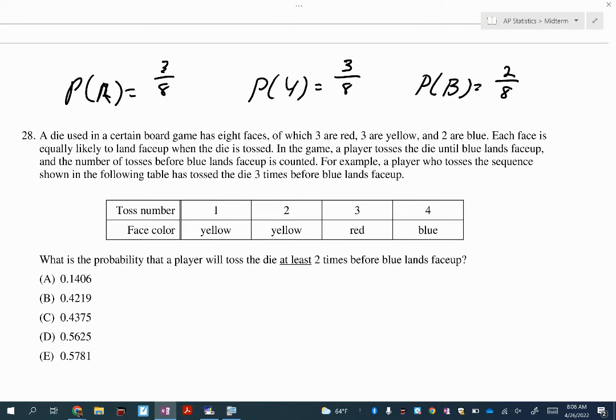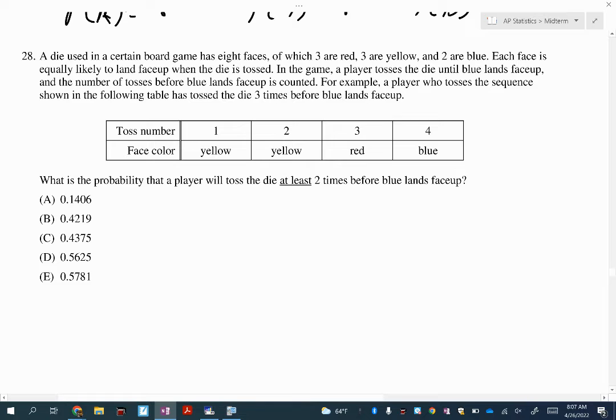So when it says toss number 1 was yellow, toss number 2 was yellow, toss number 3 is red, toss number 4 is blue, that means 3. Everybody good? Okay, all right. Now, they even underlined it in the question. What is the probability that a player will toss at least 2 before blue lands face up? And I was trying to preach this to you guys. When you see the word at least, you need to think a different way.